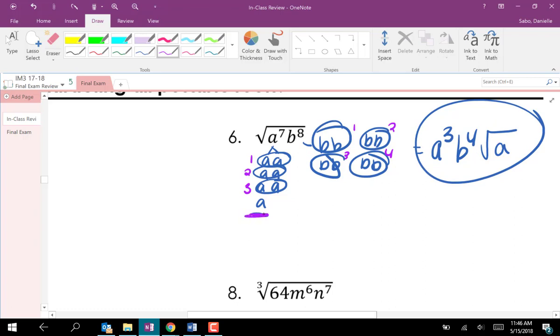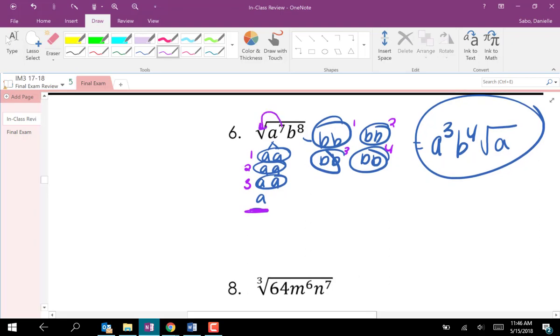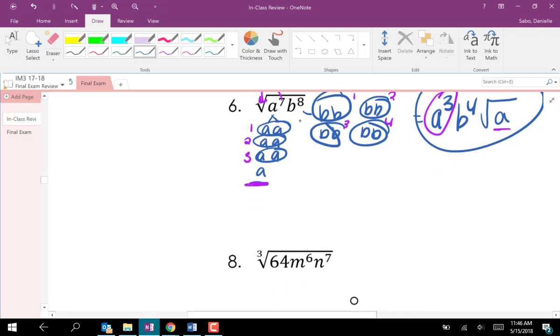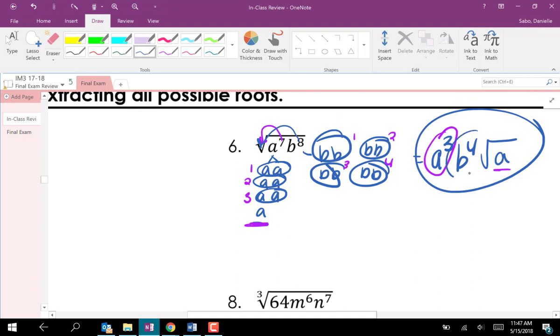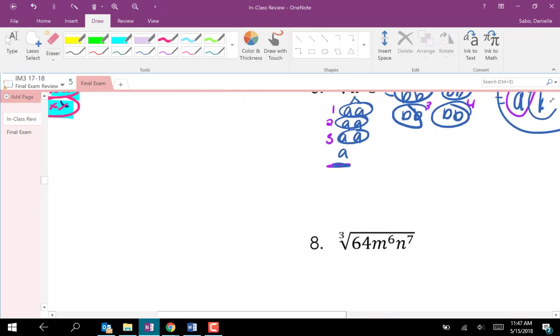Okay? So some of you did not have to do that, and I hope that eventually you get there. If you think about it, 7 divided by 2 is 3.5. So that's why 3 of them come out and 1 stays in. If you think about it this way, 8 divided by the index of 2 is 4, and that's why we get b to the 4th. Either way works, it just depends on who you are and what situation you are currently in.